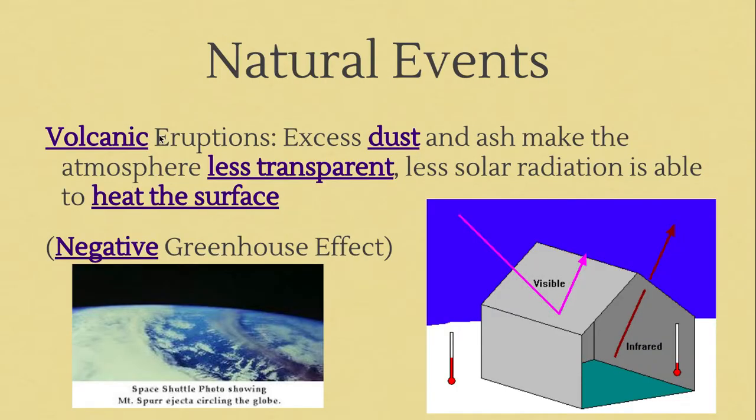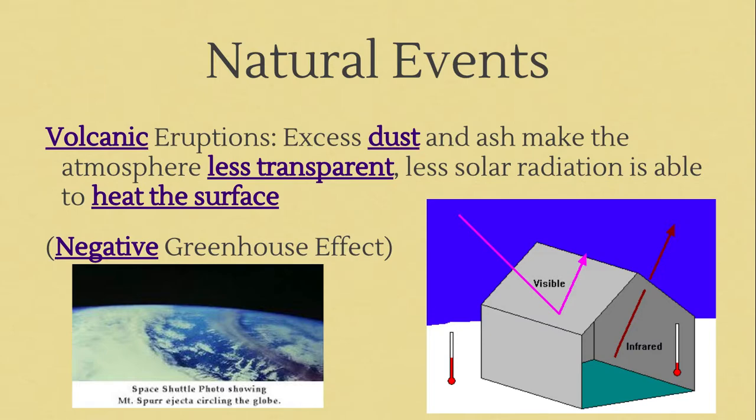So one event that can change climate are volcanic eruptions. Volcanic eruptions release excess dust and ash, and that makes the atmosphere less transparent. So imagine a window, which is sort of what the atmosphere is like. You know, it can either let light in or not.